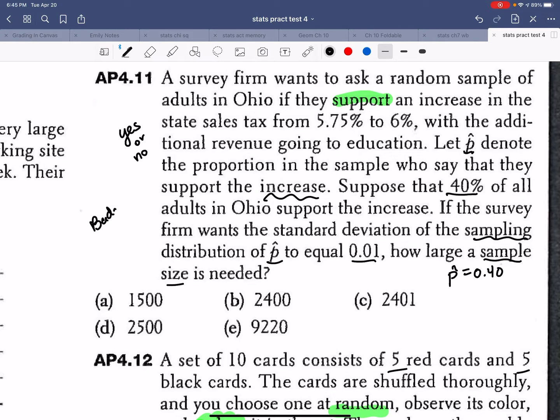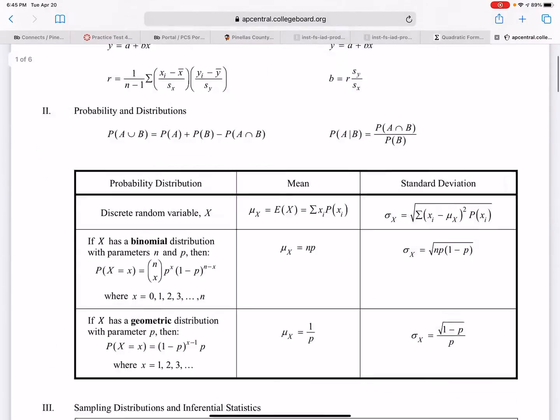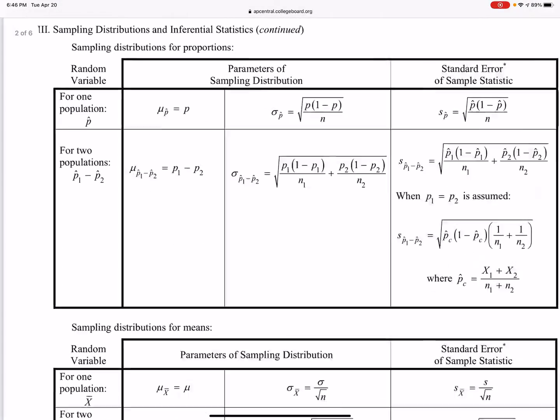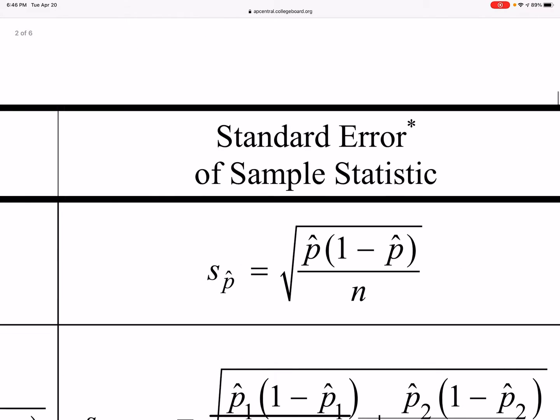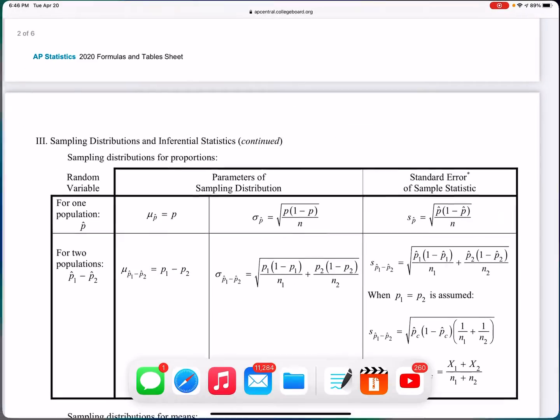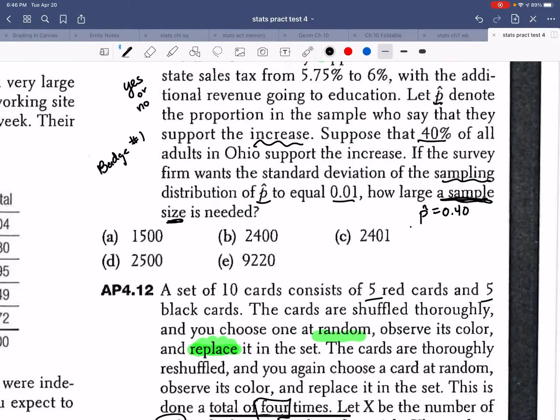So this is a lot like our number 4 with a twist, because we're solving for our sample size, or N. So let's look at our formula sheet to see if we can piece this out. We look on the second sheet of our formula sheet. It says for one population, right? And the standard deviation of a sample statistic is this formula right here, and that should look familiar. They want our standard deviation, or standard error, to be 0.01. We know that would be the square root of P hat times 1 minus P hat over N, and we know our P hat we're supposed to set at 0.4. So we just have to do some algebra magic to solve for N.